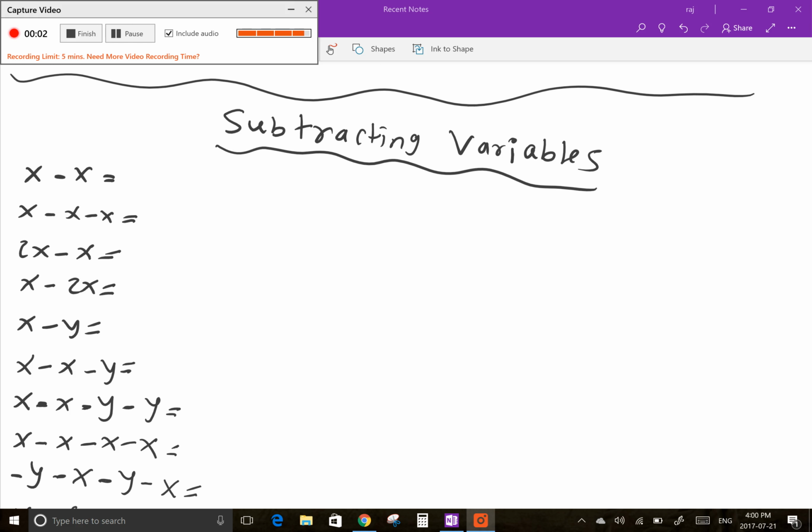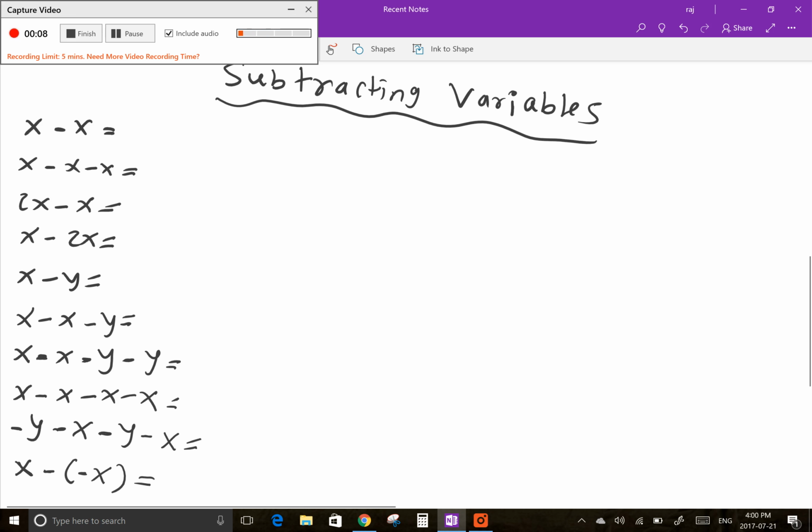Alright guys, today I'll be showing you how to subtract variables. It's the same thing as adding variables, but in this case you're subtracting. Alright, so x minus x. You have 1x and you're minusing 1x from it. That means you have 1 minus 1. It becomes 0.